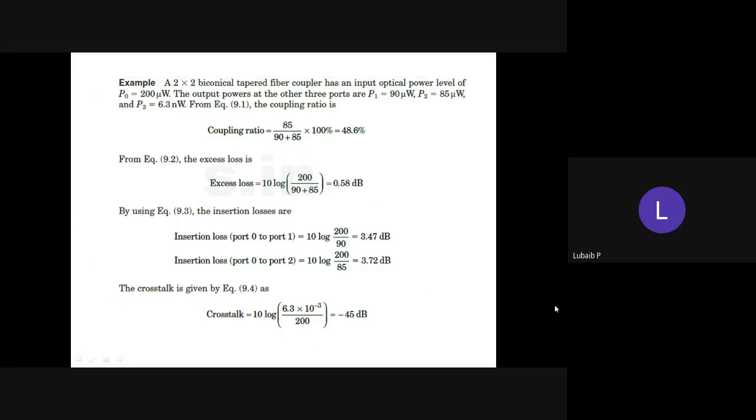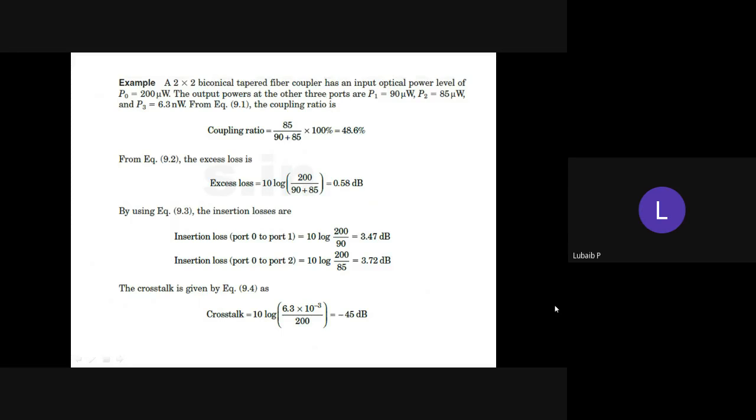And we can calculate the crosstalk by using the equation 10 log P3 by P0. That is P3 is 0.3 nanowatt divided by 200 microwatt. You will get minus 45 dB as the crosstalk.